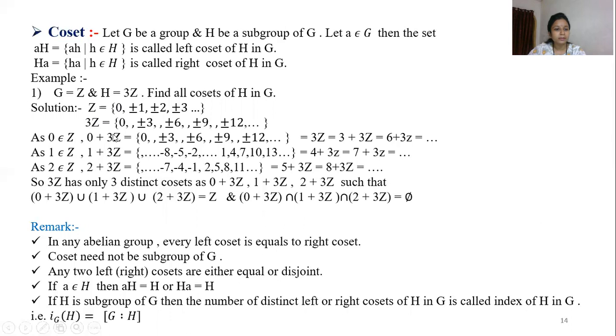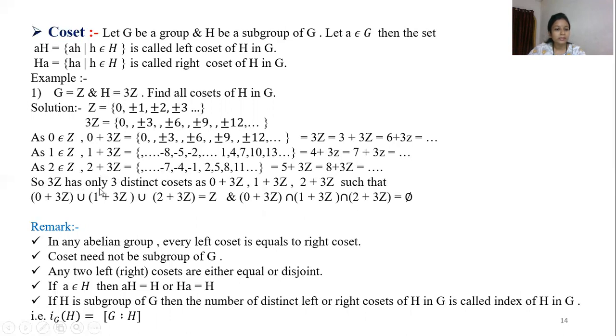Next, consider 3. 3 plus 3Z. Here 3 is in 3Z, add 3 to each and every element. We obtain again 3Z. Next, 4. 4 plus 3Z we obtain the same set as 1 plus 3Z. Next, 5. 5 plus 3Z we obtain the same set as 2 plus 3Z. Again, if we take negative integers, minus 1 plus 3Z, minus 2 plus 3Z, and so on. All these sets coincide with these three sets: 0 plus 3Z, 1 plus 3Z, 2 plus 3Z.